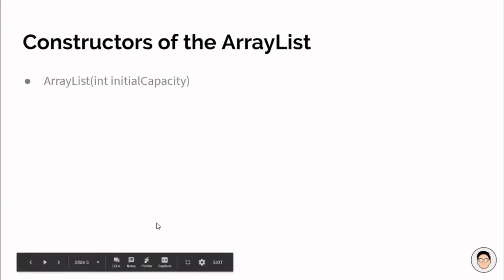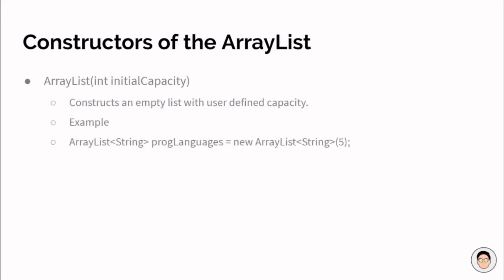Third constructor. Using this constructor, we can create an ArrayList with an initial capacity rather than the default 10. It constructs an empty list with user-defined capacity. For example, here we have created an ArrayList of strings for programming languages with an initial capacity of 5 rather than the default 10.